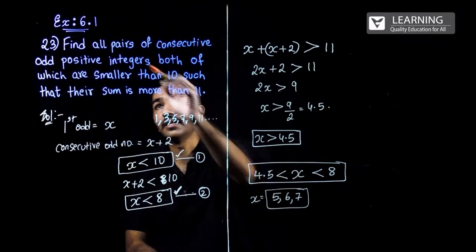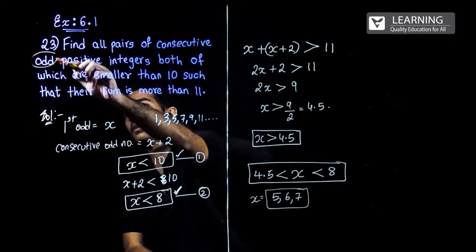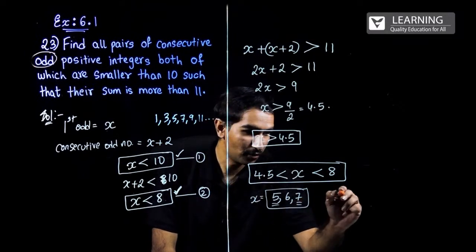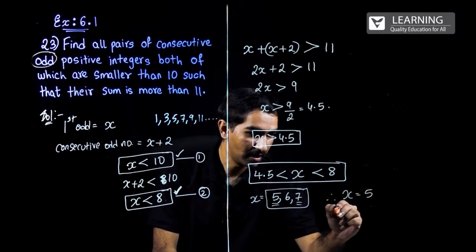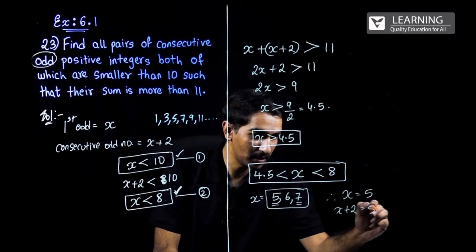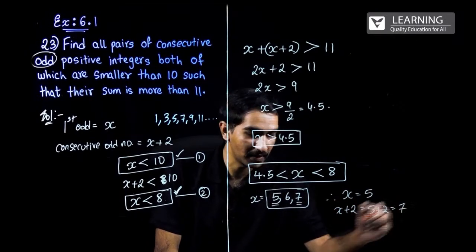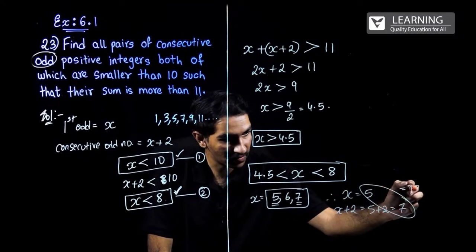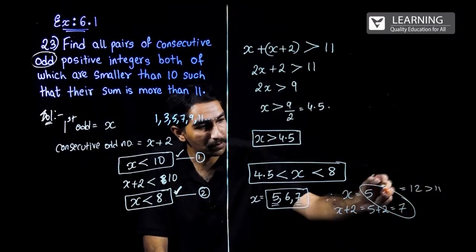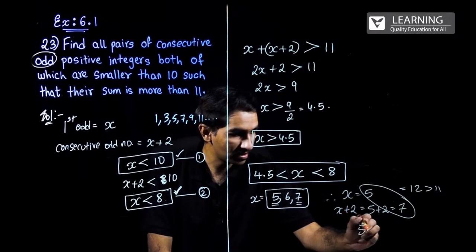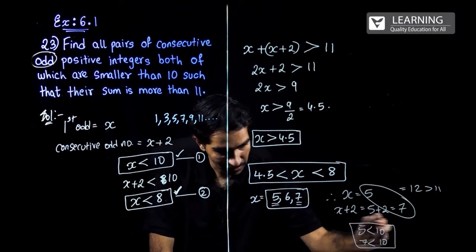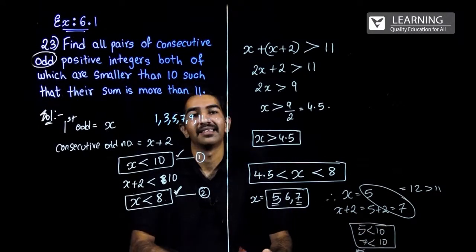So what are we interested in? We are interested in odd numbers. What are the odd numbers here? 5 and 7. So therefore x is equal to 5, and x plus 2, that is 5 plus 2, is 7. Their sum is 12, which is greater than 11, and they both are lesser than 10. 5 is lesser than 10, 7 is also lesser than 10. So this is the solution for this question.